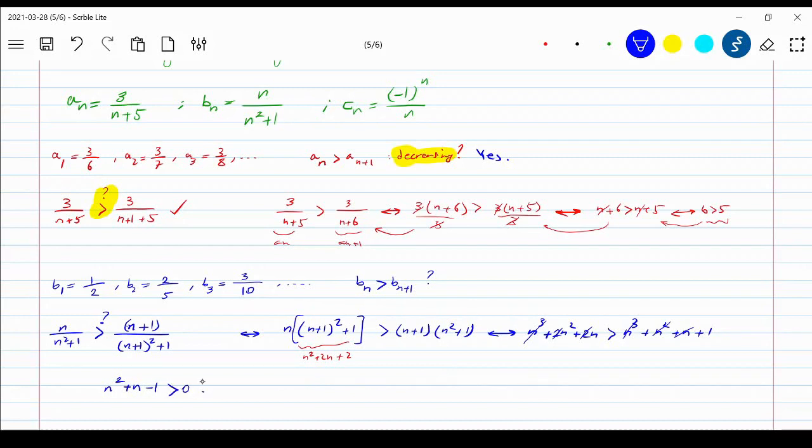Is this greater than 0 or not? Well, understandably, since n is greater than 1, this term is always larger than 1. So n squared plus n is always greater than 1. That means if you subtract 1 from it, it's always greater than 0. This is a true statement, meaning the inequality is a true statement. So I can say, yes, this is a decreasing sequence.